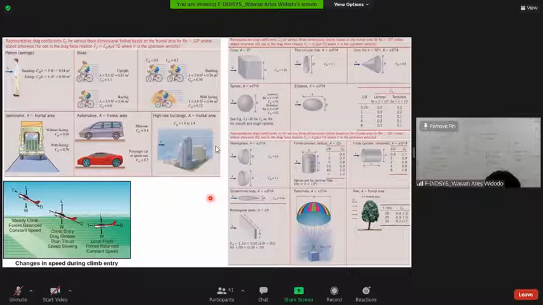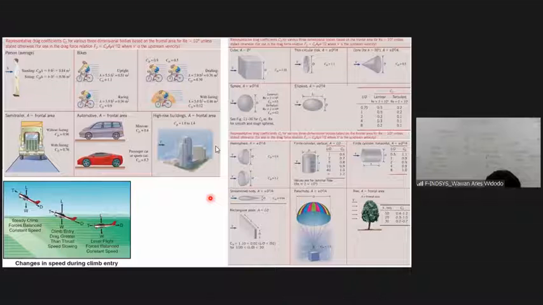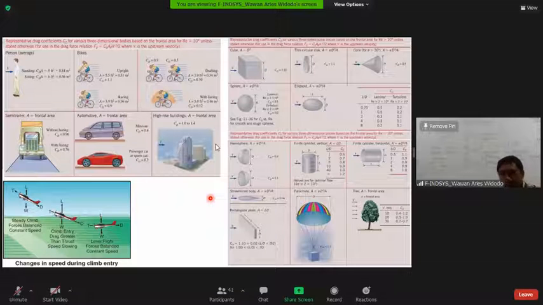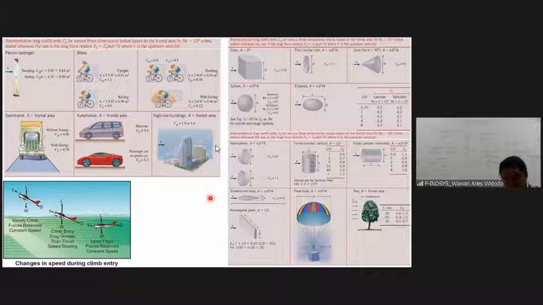Okay, this is the first time we meet, and this is the review, the introduction of fluid mechanics, which you will learn in this semester. This is the first time we meet here. I will explain the whole material in chapter 5, chapter 6, chapter 8, and chapter 9.